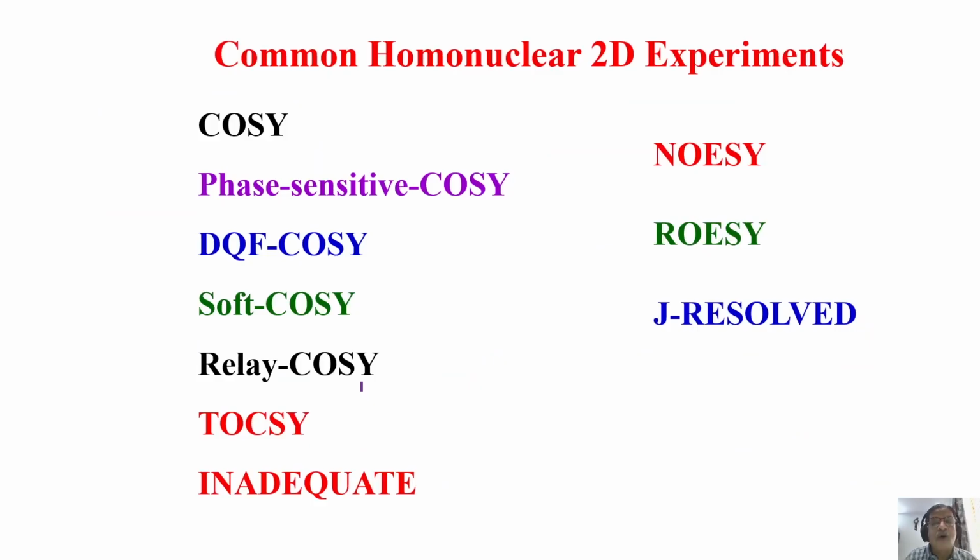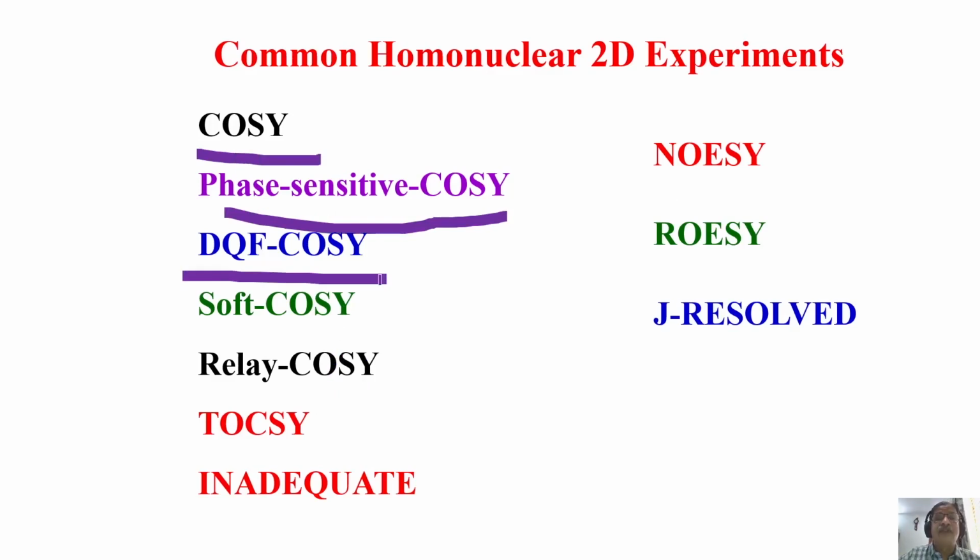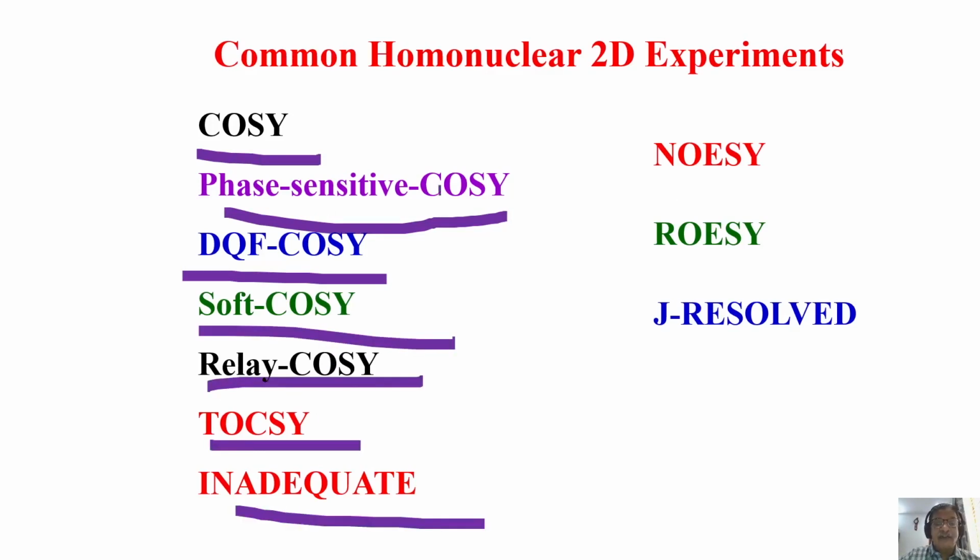The common homonuclear 2D experiments, which invariably you people use for your analysis, are not all, but many of them. You can use COSY, phase sensitive COSY, double quantum filtered COSY, soft COSY, relay COSY, TOCSY, INADEQUATE. These are all the experiments. As we go ahead, one by one, we will try to understand. Whatever possible, we will try to do. It may not be possible to have time to see everything.